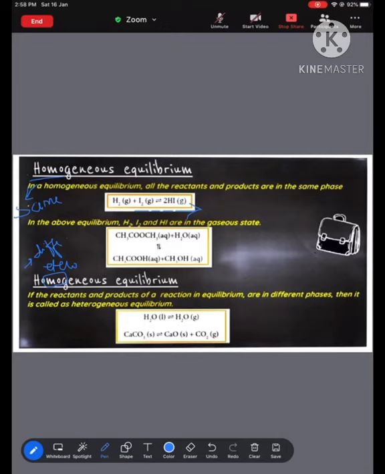Another example is acetic anhydride, which will react with water to form acetic acid and methanol. This is a reversible reaction. You can find all of these are going to be in the aqueous phase, which is the liquid phase.